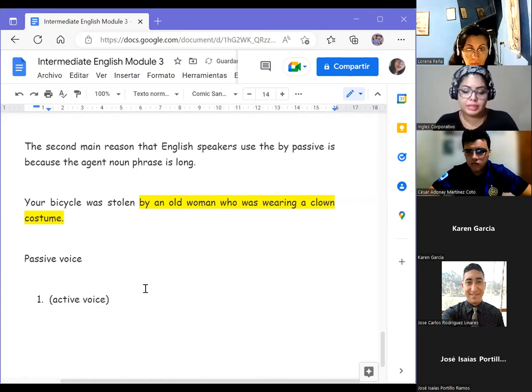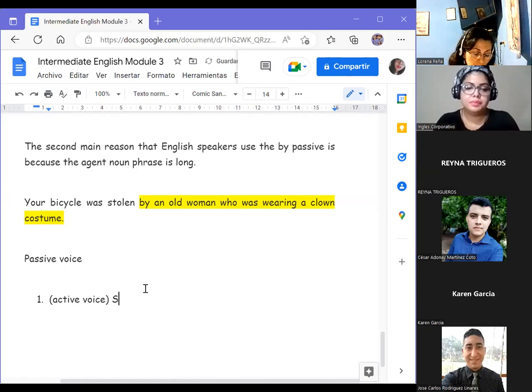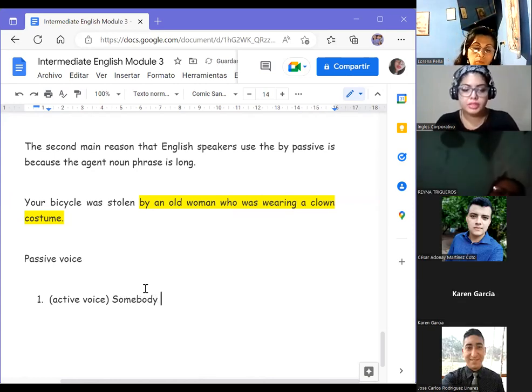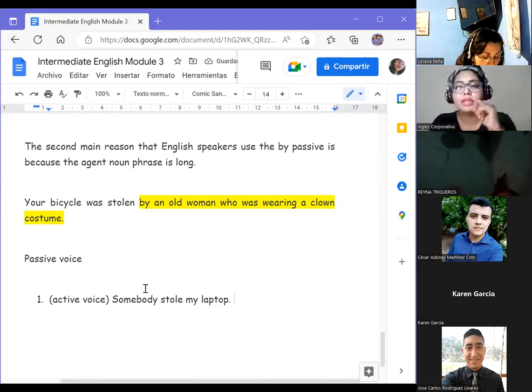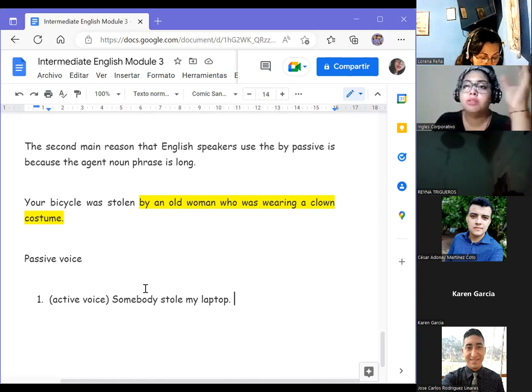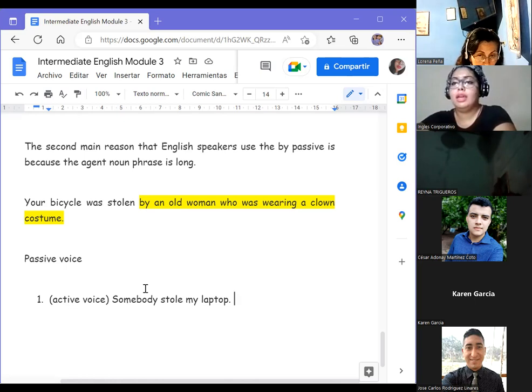And we have the example, and it says, somebody stole my laptop. That is the sentence. Very, very simple. Somebody stole my laptop. In that case, we don't have a specific subject for the sentence. Somebody who? We don't know who is the person that stole the laptop, but we know that someone did that action. And it says, somebody stole my laptop.